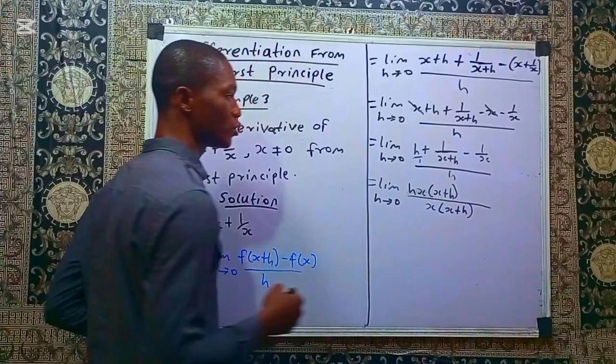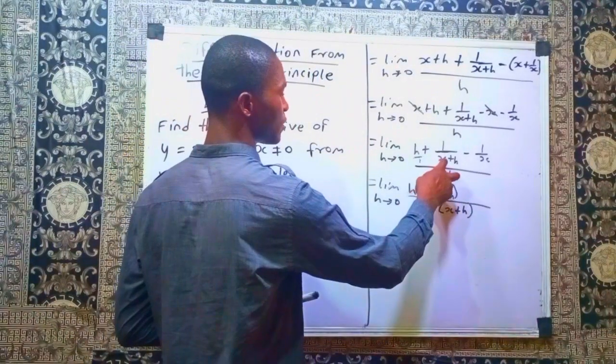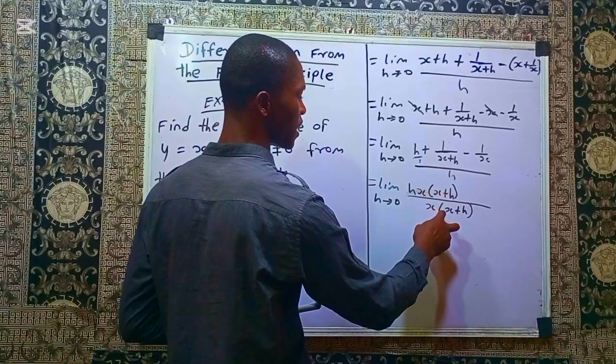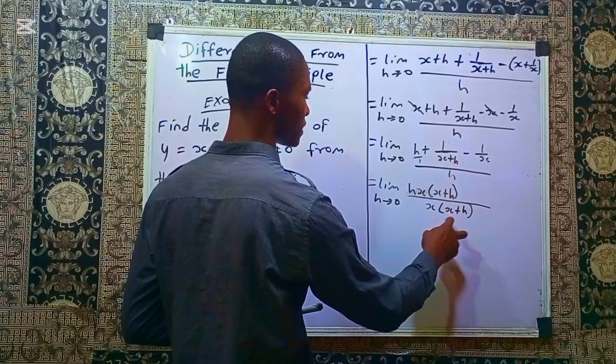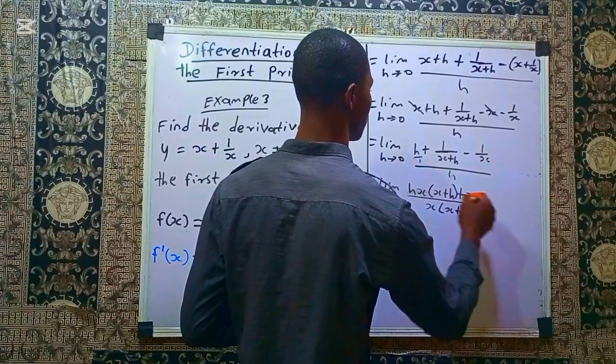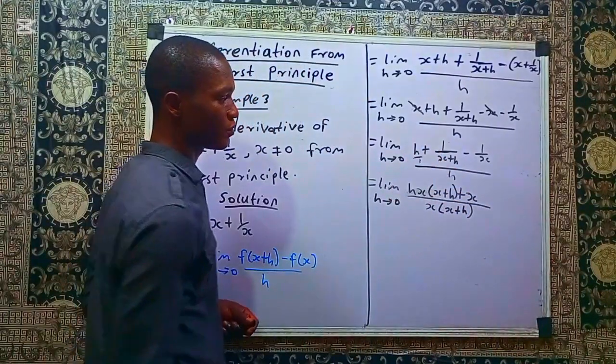Then next you come to this second fraction. What is down is x plus h. We divide this. X plus h divided by this will cancel this, remaining x times 1. You have plus x, because x times 1 gives you x.